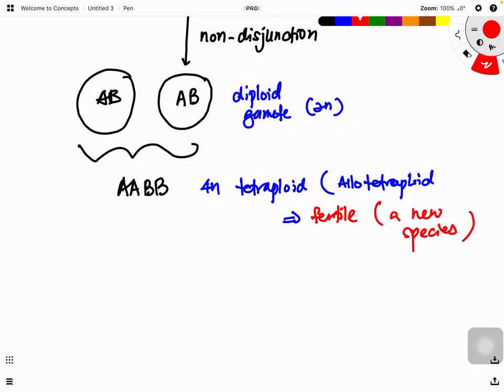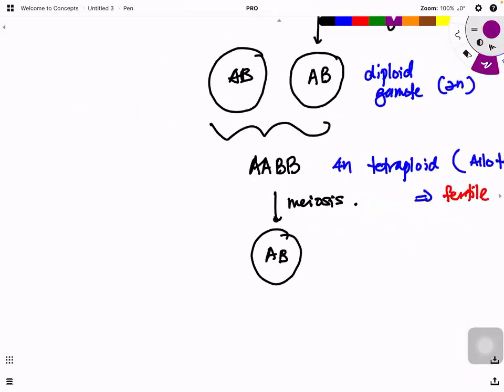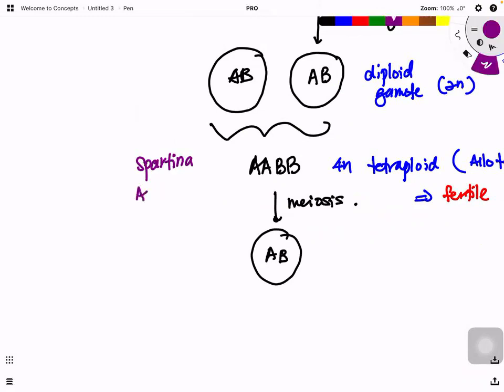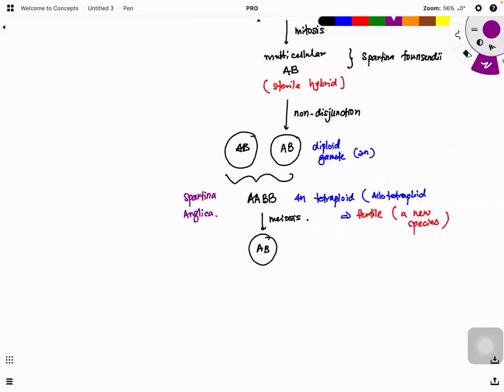So AABB can produce gametes now, because between two A's I can take one A, and between two B's I can take one B. That is why we say it can carry out meiosis now. As long as they can carry out meiosis and produce gametes, they are considered a new species. And this tetraploid has the name Spartina anglica. Okay, you can take a photo if you need.